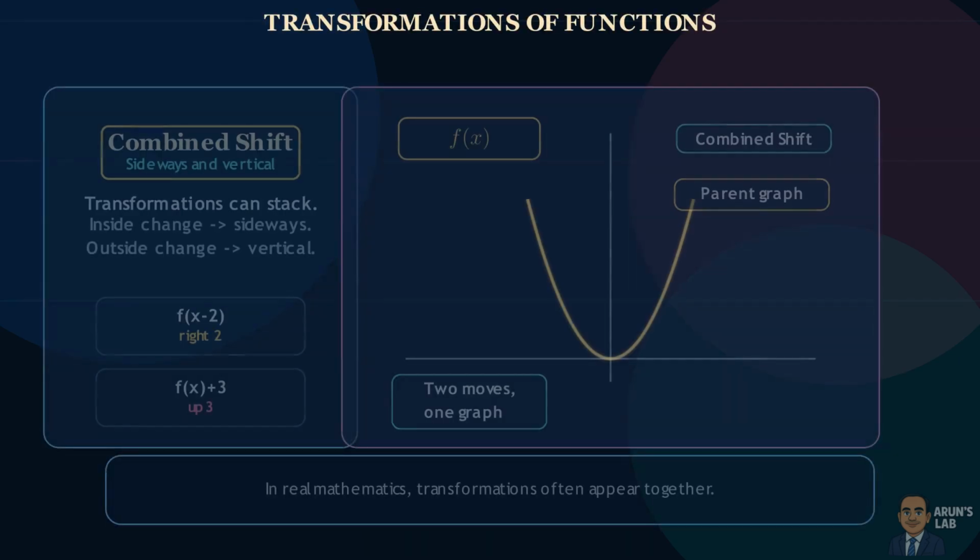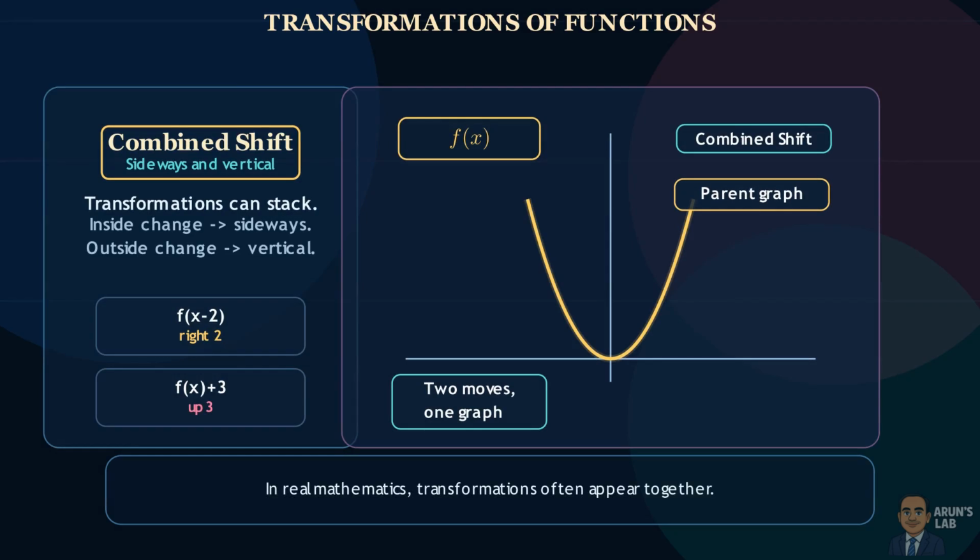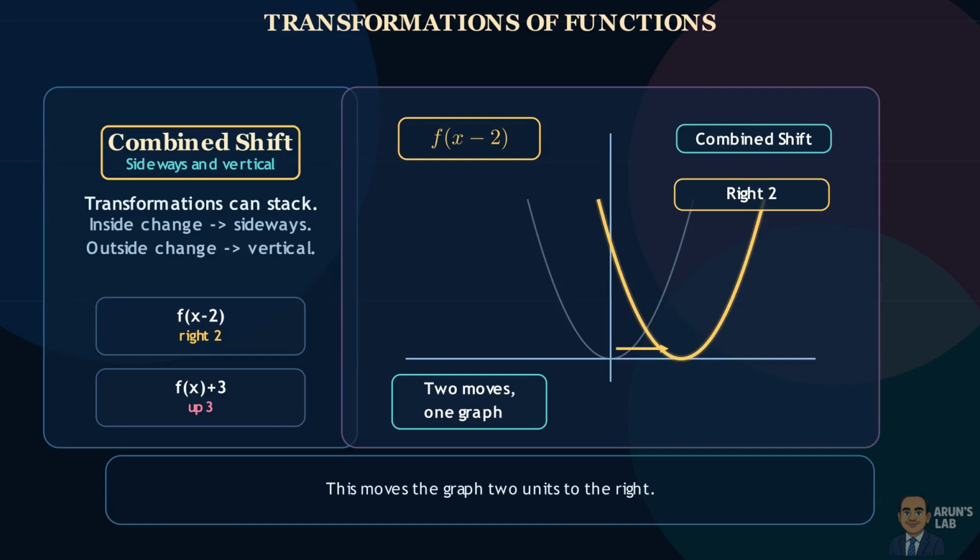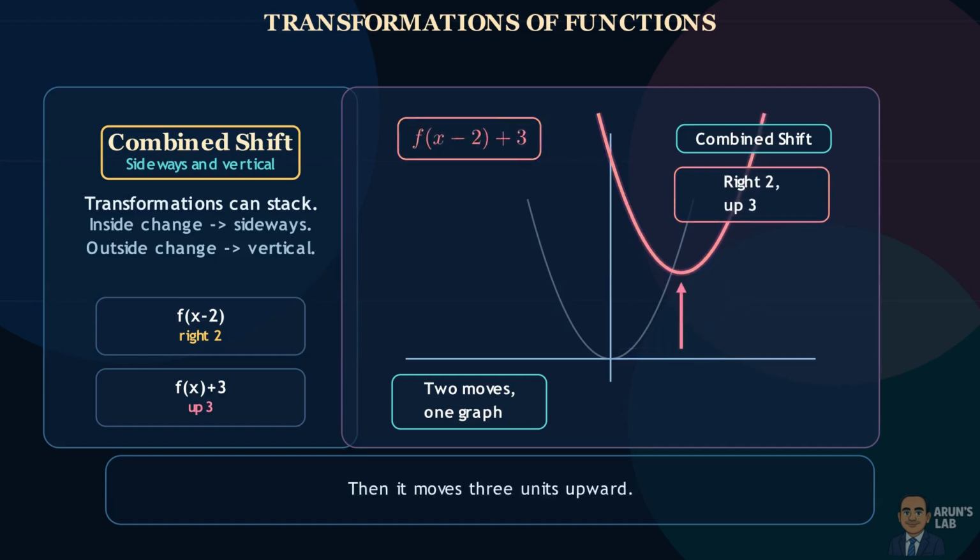In real mathematics, transformations often appear together. For example, f of x minus 2 plus 3. This means the graph moves 2 units to the right and 3 units upward. Understanding transformations allows you to predict the graph instantly. This skill becomes extremely powerful in calculus and advanced mathematics.